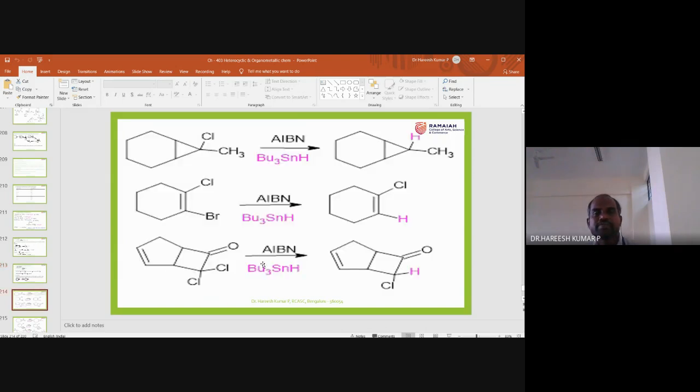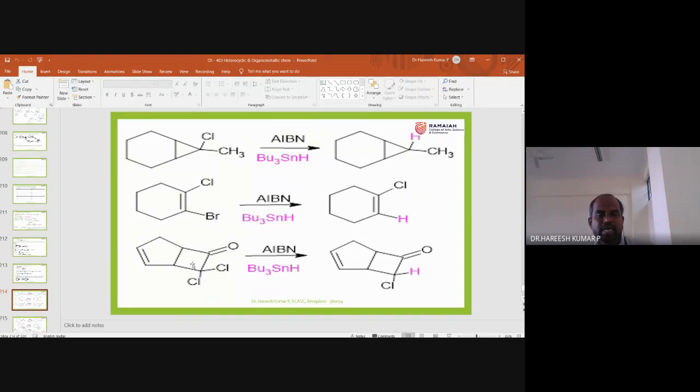So look here. What is there here? Chlorine and methyl. Chlorine has the higher molecular weight, and that is the reason this chlorine is replaced by hydrogen. So that is this one. And here two halides are there, chlorine and bromine. Chlorine has the lower molecular weight compared to bromine, so this bromine is replaced with hydrogen. So that is the product.